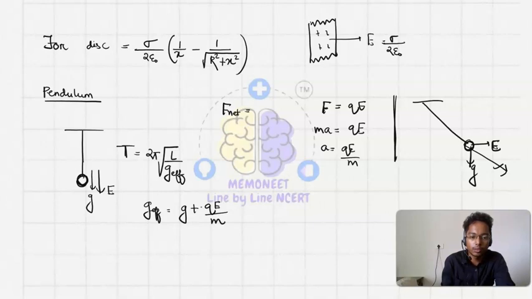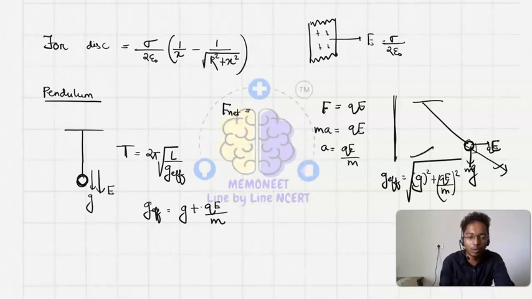So here it is QE, it is mg. So here the g effective will be under root of g square plus (QE upon M) square. Okay, as these are the two vectors and these vectors are perpendicular to each other, so the addition of vector will be like this. Okay, just find out the g effective in these cases and put the value here.